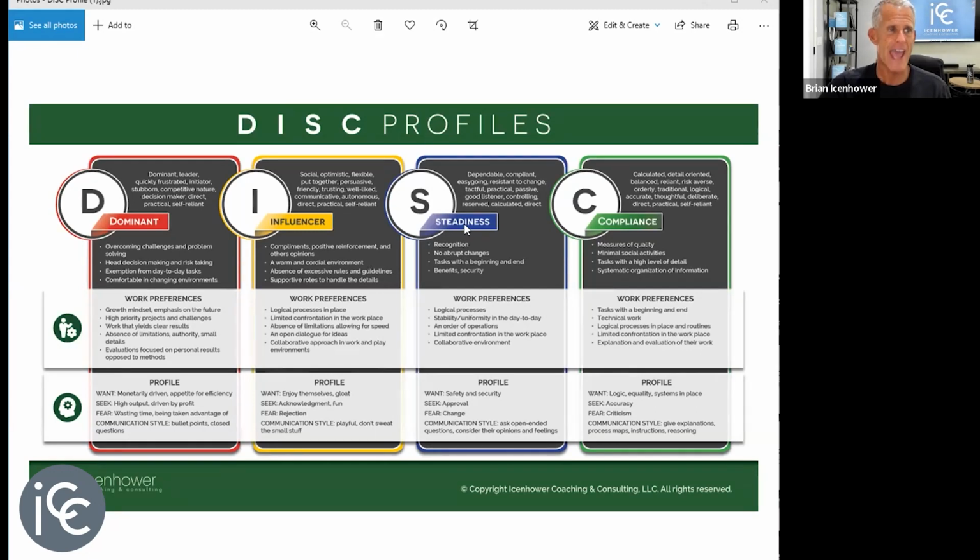But as we move over to the S profile, then we have to start slowing the rate of speech to mirror them. Then we can, again, just like with the I, start dropping names of people we knew. We can talk more about feelings, emotions, how that makes you feel. We can get vulnerable in our conversations. No abrupt changes. Make sure they have time to talk, because they won't jump in like the I, and they won't carry on like the I.